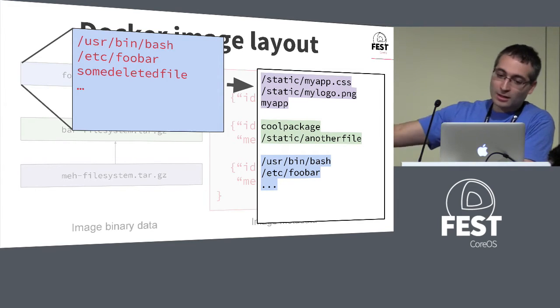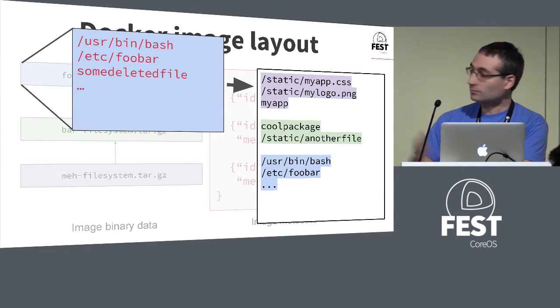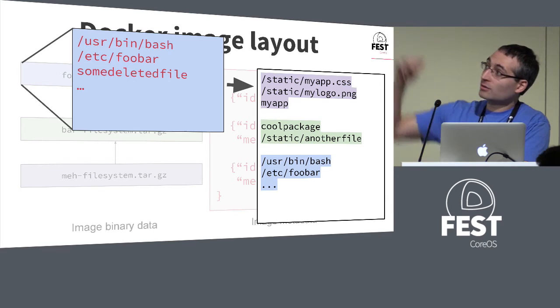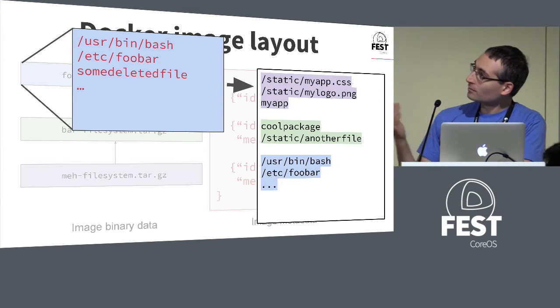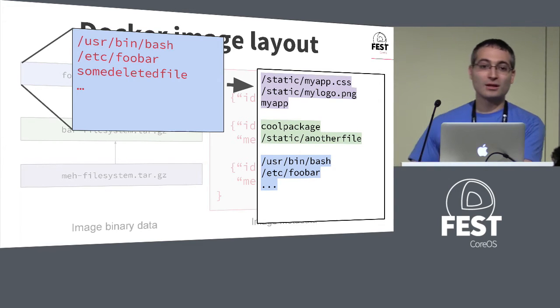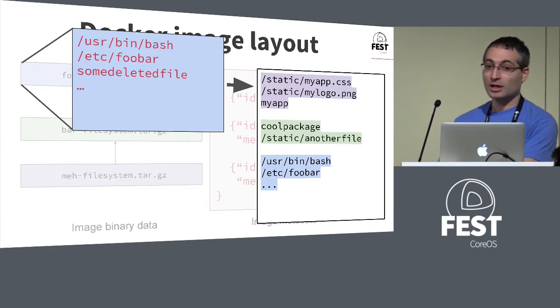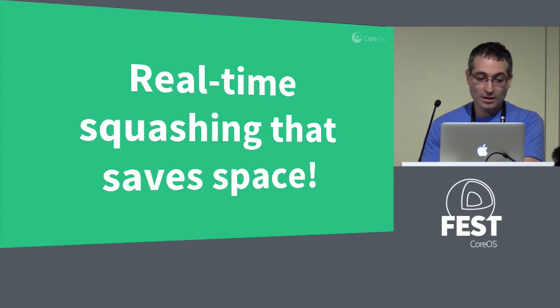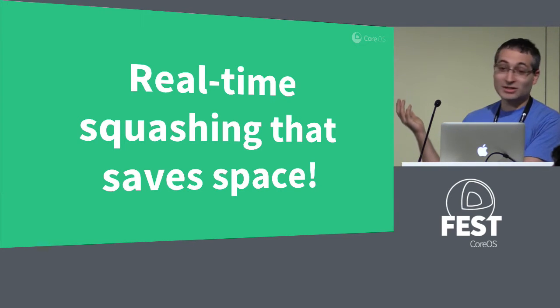And now you can see that I have created a full tar gzip representing all of the files in all of the layers that I have. But I haven't sent any extraneous files. I haven't sent any deleted files. And I was actually able to do this in real time. So, real-time squashing that saves space.